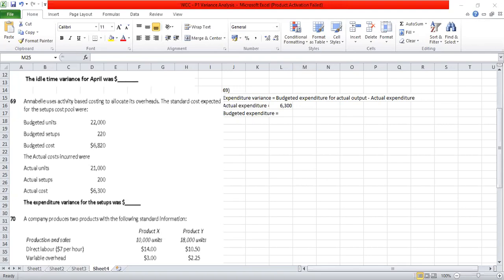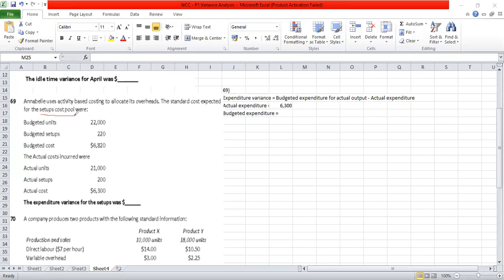Ma'am, the budgeted cost divided by budgeted units into the actual units. Okay. Ma'am, but the expenditure variance is for the number of setups. Why would we look at units? The question asks for setups. No, setup. I didn't approve that. Oh, okay, this is for setup. I didn't start writing. Agree with that. Very good, very good observation.